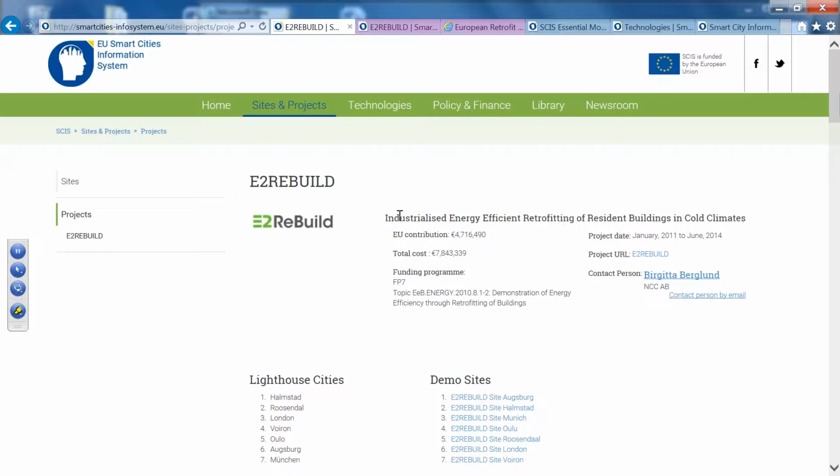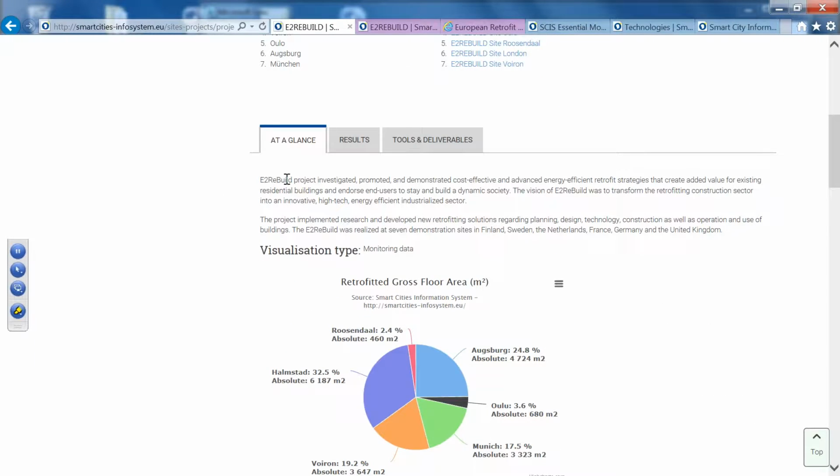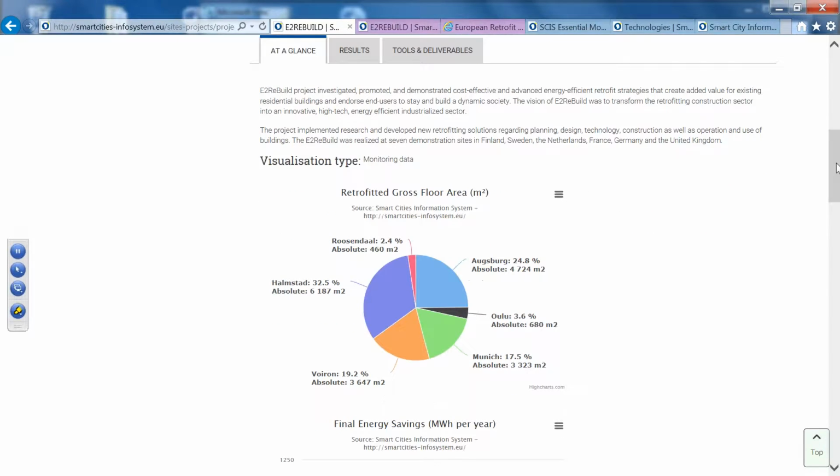For the replication of what E2 Reveal has done, we provide general information on the demo sites. You can also go to the individual demo sites to see what they have done specifically. We explain at a glance what the project has done, the results, the tools, and deliverables. I will go through that later. And the main part that we do is offer KPIs at demo level.